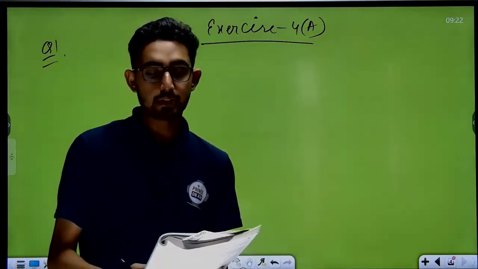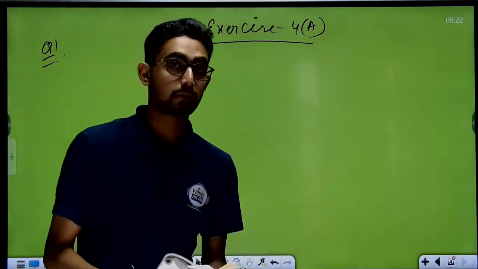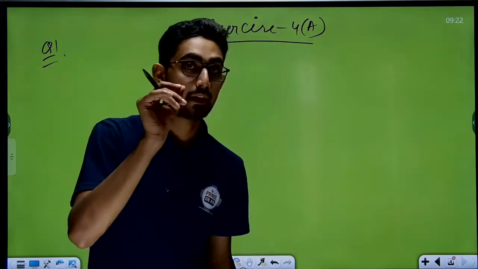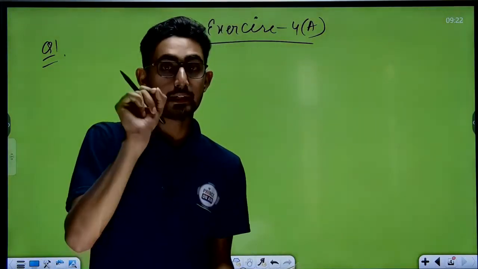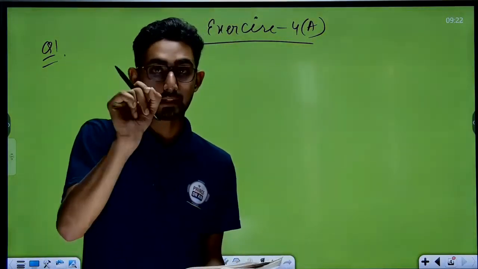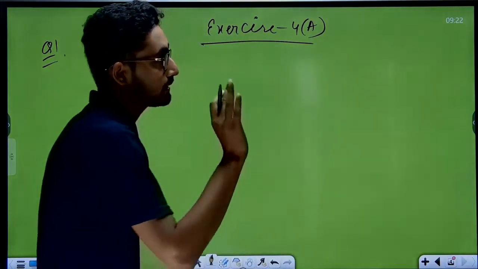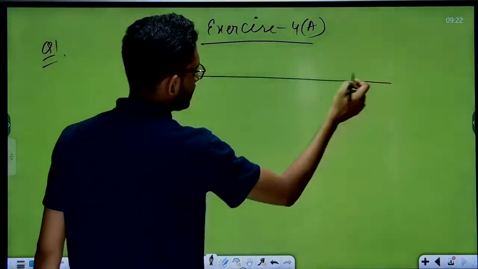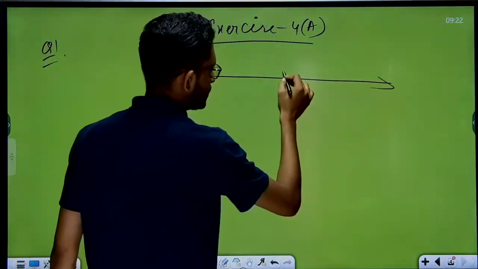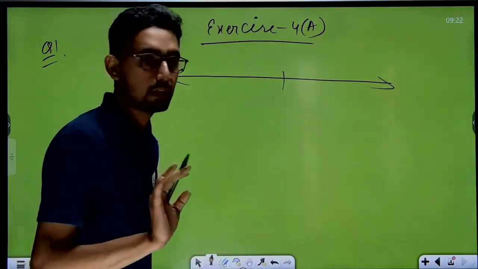In this question it says, minus 16 is to the right of minus 20 on the number line. Try to understand properly. Minus 16 is to the right of minus 20 on the number line. Okay, think first. This is your number line.